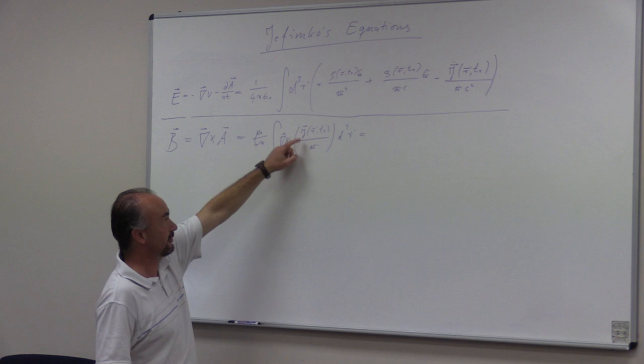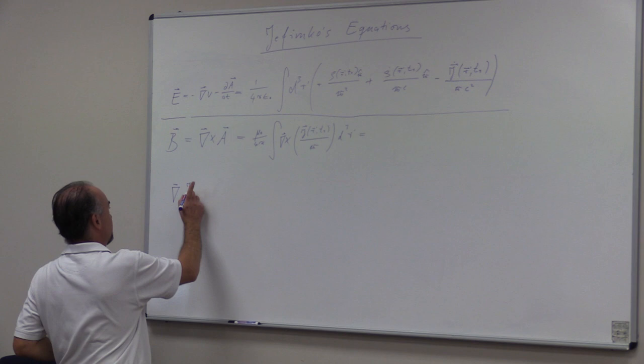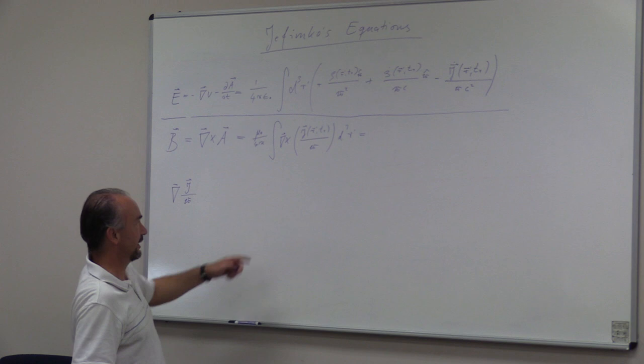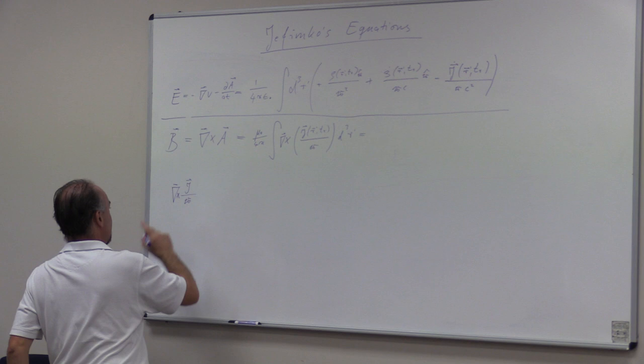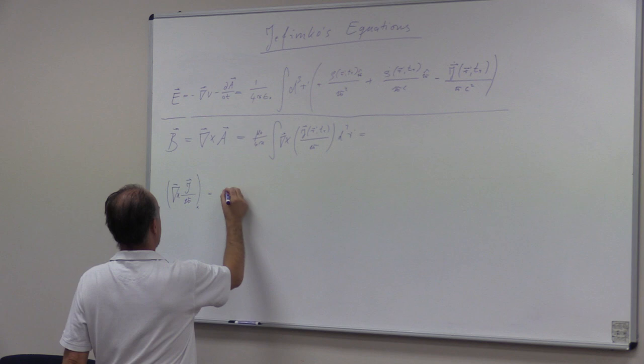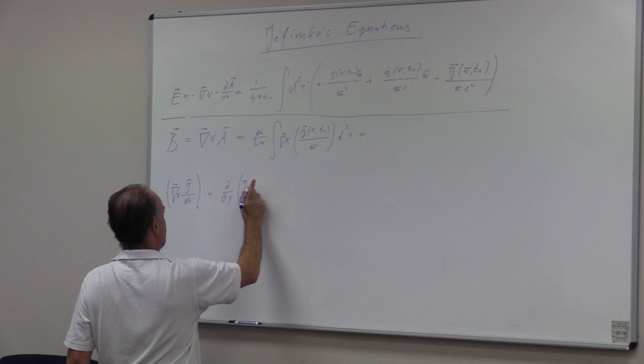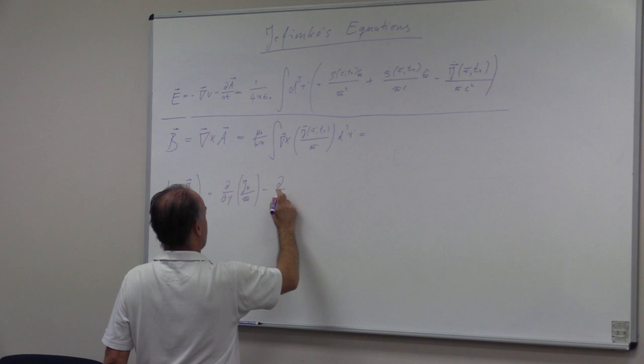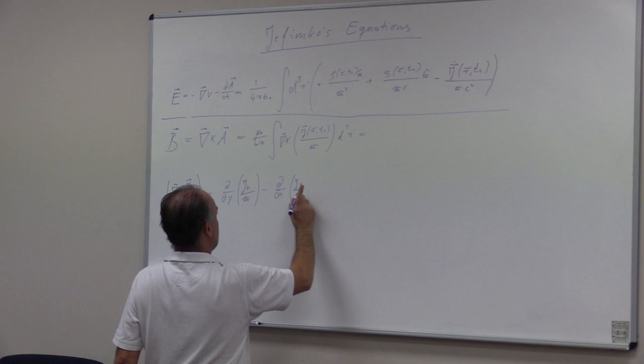have to take the curl of J over R. Let me not write up every time we get R prime and t_R. Same. So, what is that? Maybe to see what that is, let's calculate the x component of that. So this would be d over dy of Jz over R, and minus d over dz of Jy over R, right?